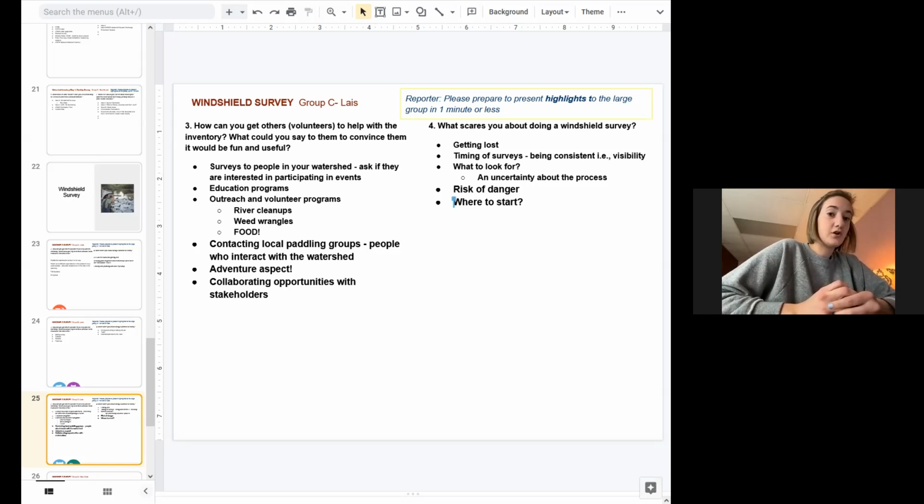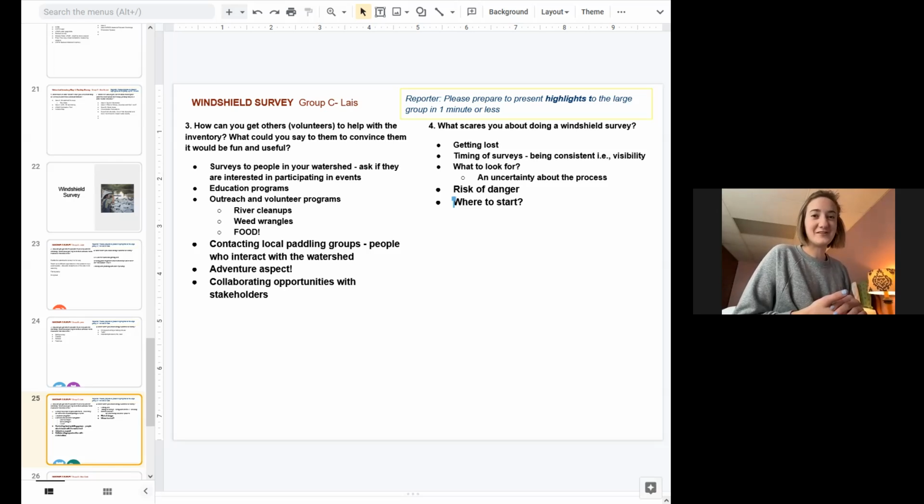Some of us weren't very sure on what we would even be looking for, so just knowing what to look for and figuring out what you need to be reporting on. Or the risk of danger, like a lot of farmers or landowners who are very territorial of their land, and the water even going through their land. If you go on their property, you might be chased off very quickly. So it could be an issue there. Or if you have a big area, where do you start and what points do you start from? So those were some of our concerns.